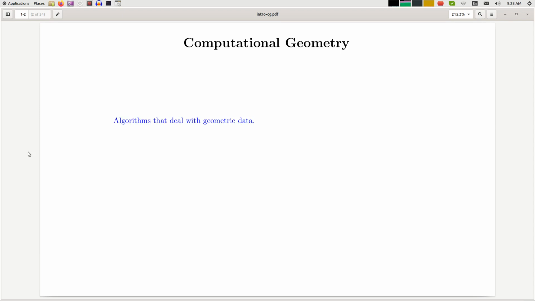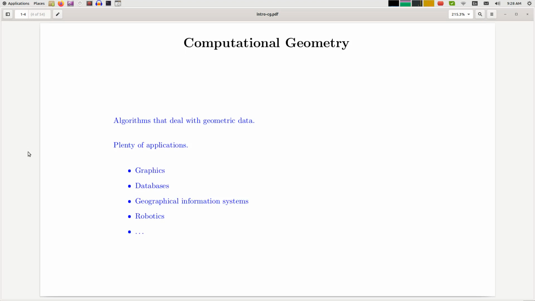So any sort of algorithmic solution where the input has some sort of geometric property or some geometric interpretation, you could consider that part of computational geometry. And geometric data could mean, let's say, points, lines, circles, hyperplanes, higher dimensional objects, and things like that.